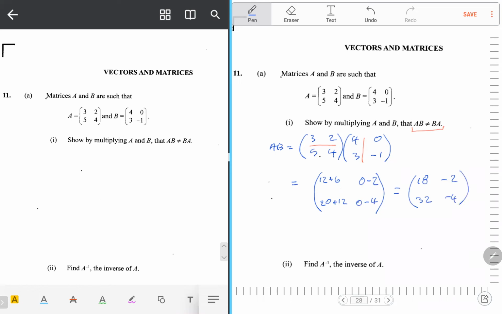Now we can say BA would be equal to 4, 0, 3, minus 1 times 3, 2, 5, 4. And that's going to give us a 2 by 2 matrix as well. I'm going to record the first value, which is this row times this column. So it's 4 times 3 is 12, and 0 times 5 is 0.